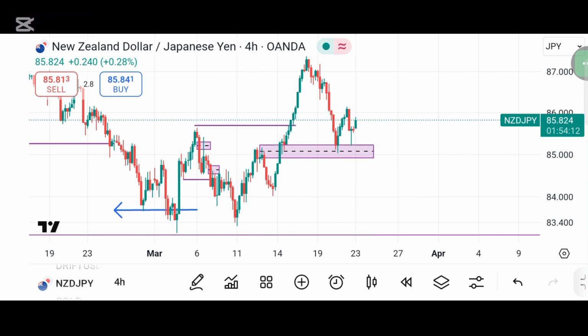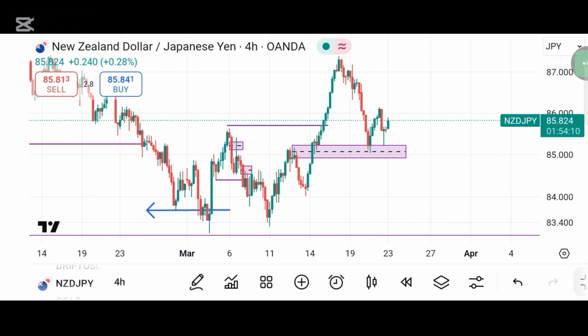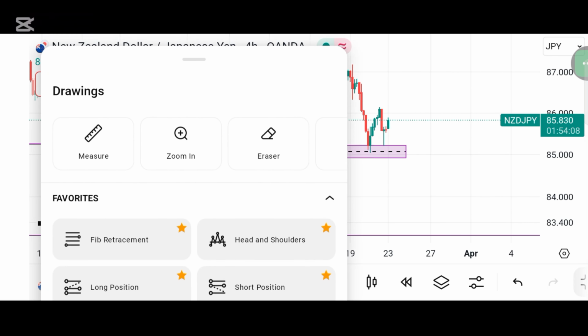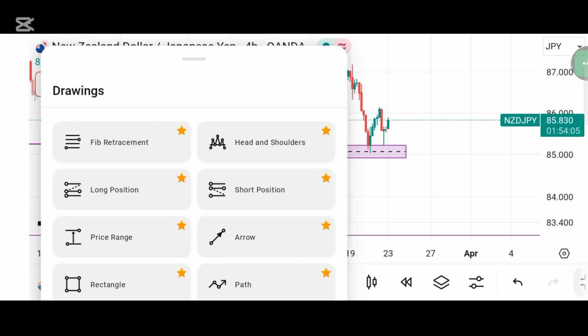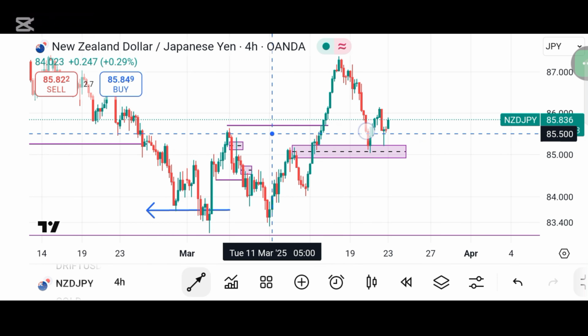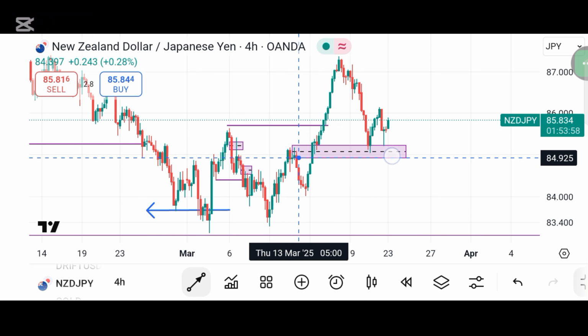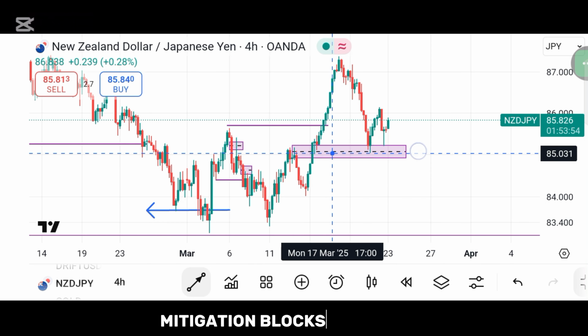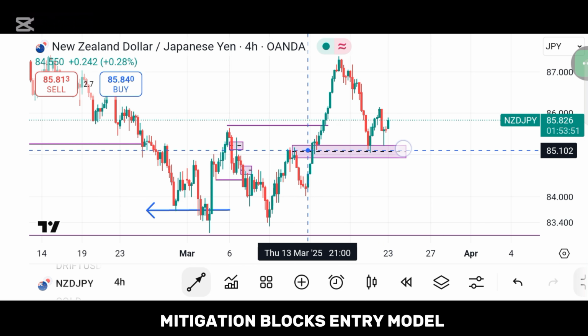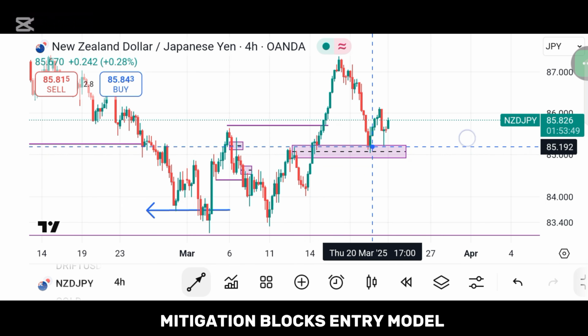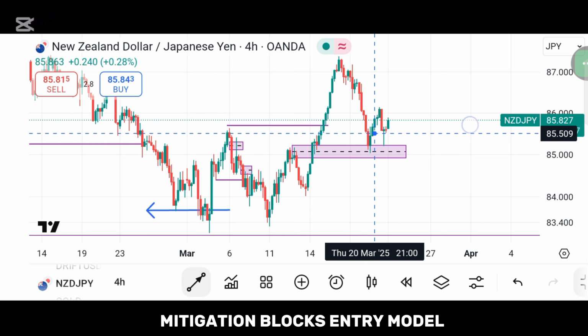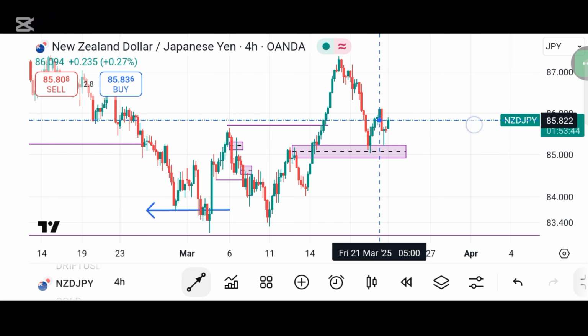So this is actually the 4-hour time frame here on NZD card. After having this break of structure here to the upside, we also have that the last bullish candlestick at this level is where we have our mitigation block candle, the bullish mitigation block. You see how price came in here and rejected from this level, showing you that price is willing to react from this level.